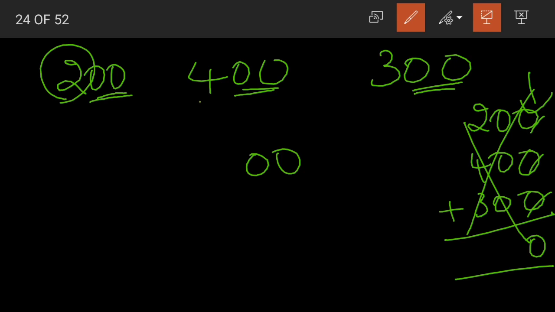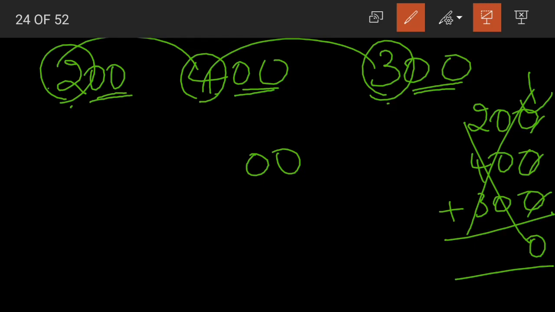Now the remaining numbers 2, 4 and 3. The remaining numbers are what, children? 2, 4 and 3. 2 plus 4 becomes 6. 6 plus 3 becomes 9. So we are putting a 9 here.